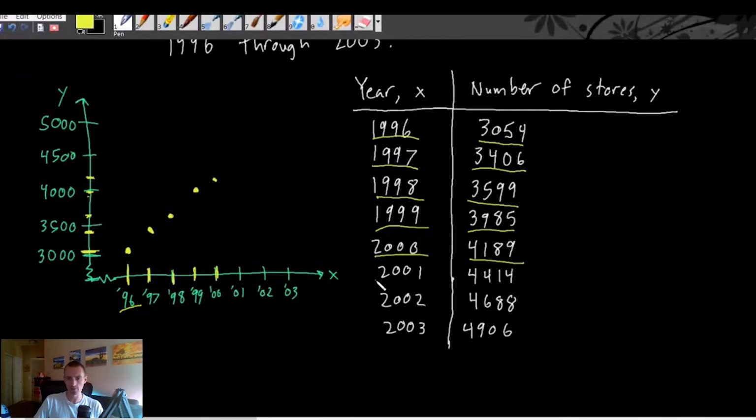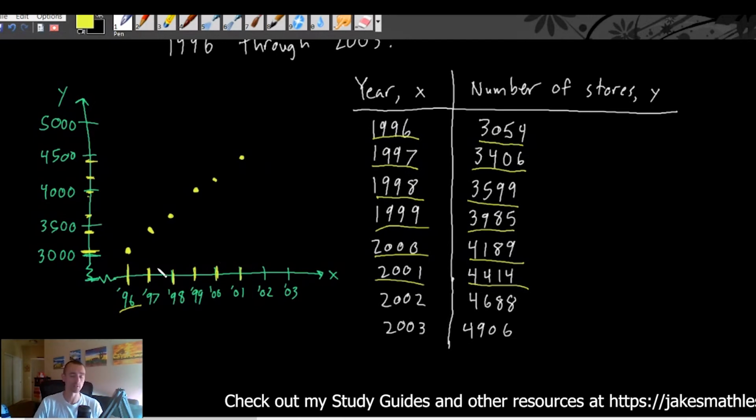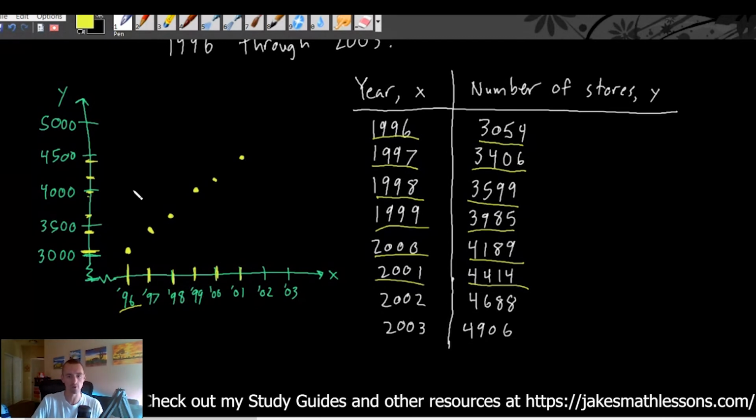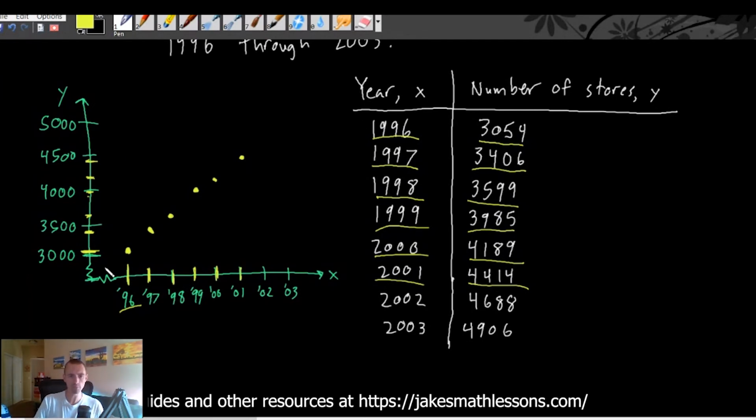Okay, and then 2001, 4414 is going to be pretty close to 4500, but not quite. So obviously my scale's not perfect here. I'm trying to do this without the horizontal and vertical grid lines going throughout this. It definitely would be a little bit easier if you had actual graph paper with your actual grid lines going throughout. But I'm just trying to get as close as I can without having those kind of guiding lines going throughout.